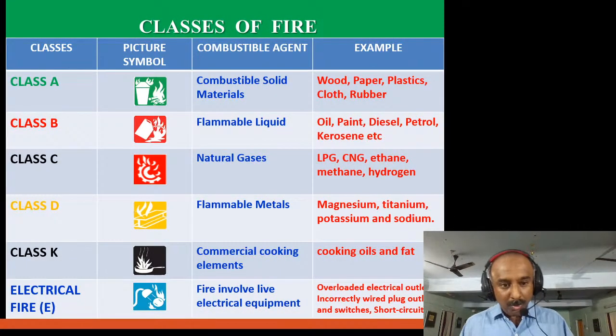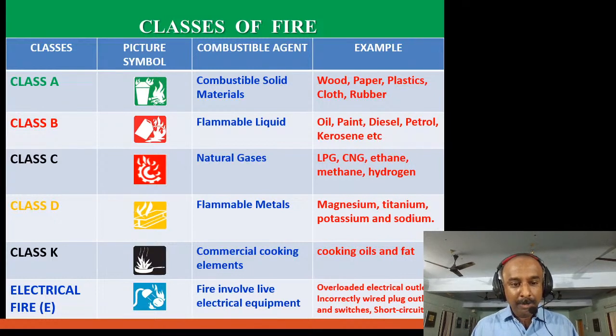In order to identify the suitable extinguishing agents, you must understand the materials that are burned, because a fire involving solid material should be handled differently than a fire involving a flammable liquid. So fires are divided into different classes: Class A, Class B, Class C, Class D, Class K, and electrical fire.